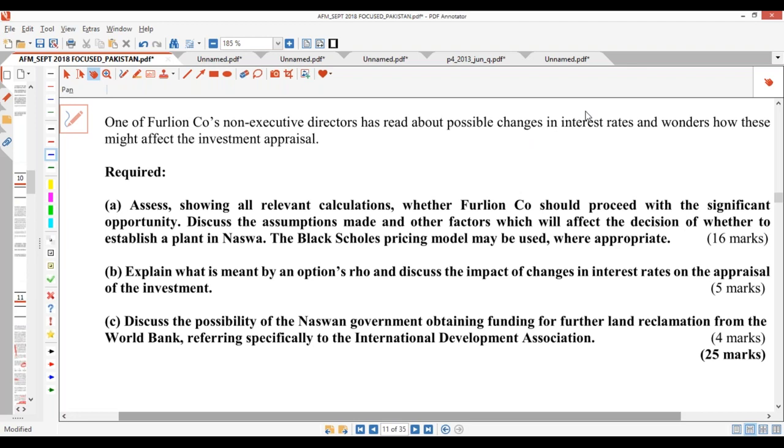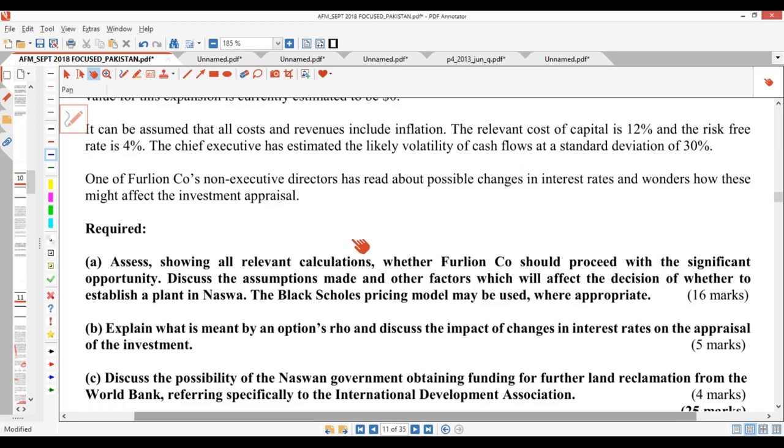Okay, Falion, let's do part A. 25 minutes on the clock. Assess, showing all relevant calculations, whether Falion would or should proceed with the significant opportunity. They have got an opportunity. Usually it's an opportunity to expand.